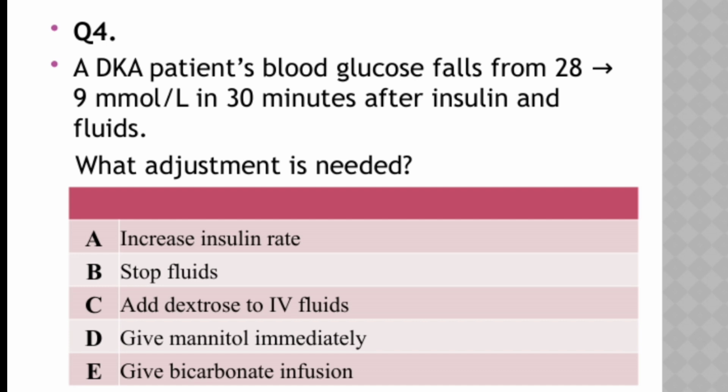In this case, the most suitable step would be to stop fluids temporarily. This helps slow down the rate of glucose reduction and prevents overshooting into hypoglycemia. Adding dextrose to the IV fluids is also an option, but only if the blood glucose drops below a safe threshold, typically around 10 mmol/L, to maintain adequate glucose levels.